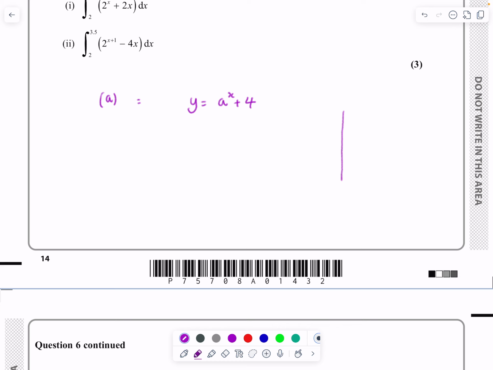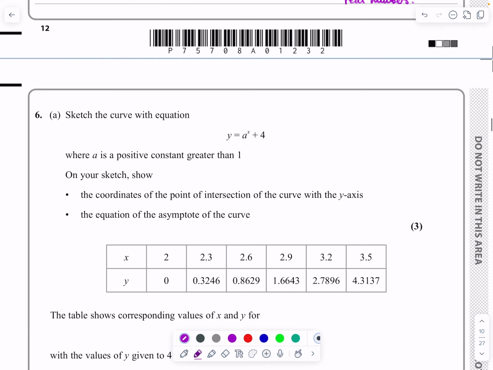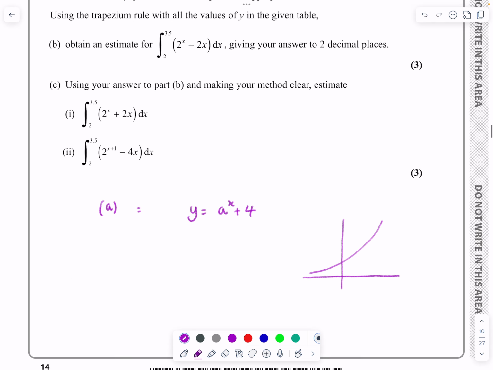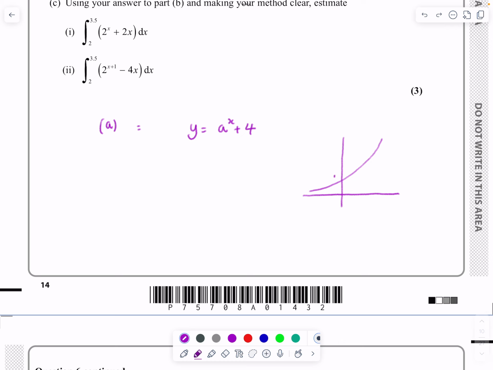Well, we know what e to the x, and so what a to the x looks like. E to the x is a quick sketch. As long as a is, what do they call it here? They say a is positive and greater than 1. So as long as it is that shape there, then we know that value there is going to be 1, and we know it's going to have that sort of shape to it. That would be e to the x, so hence that would be a to the x.